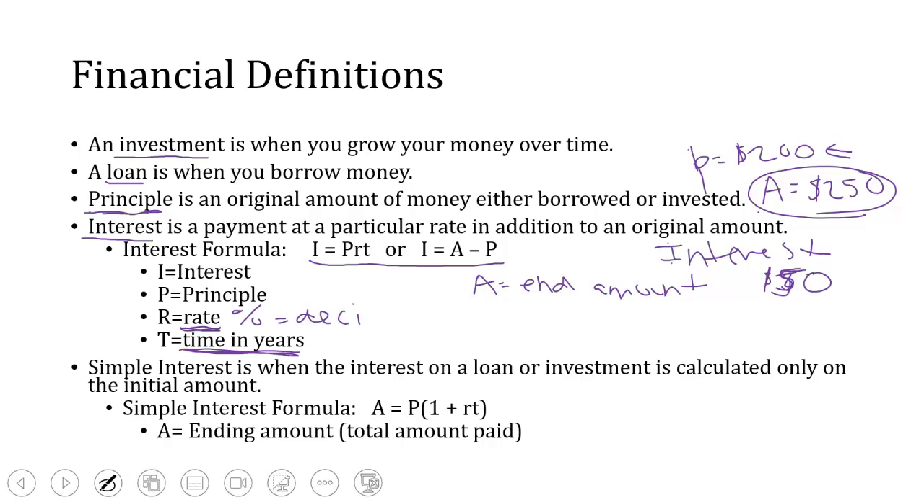To figure out how much we're paying total, A equals the principal, and then we have parentheses, a 1. The 1 will always stay there, plus the rate times the time. Again, you'll be given these formulas and need to be able to plug into them. Let's see what that looks like in the next video for our examples.